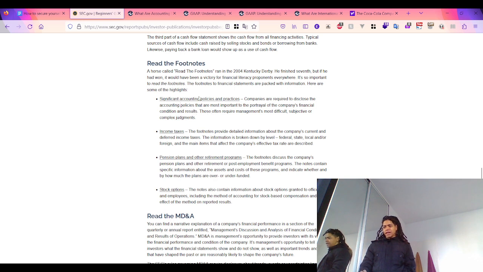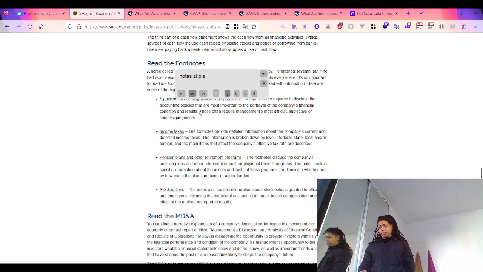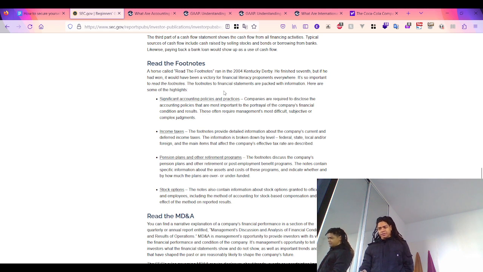So the significant accounting policies. This is the footnotes. So footnotes to financial statements. Footnotes in Spanish is el pie de página. Exacto, nota al pie. So the footnotes to financial statements are packed with information. Here are some of the highlights. Significant accounting policy and practice.